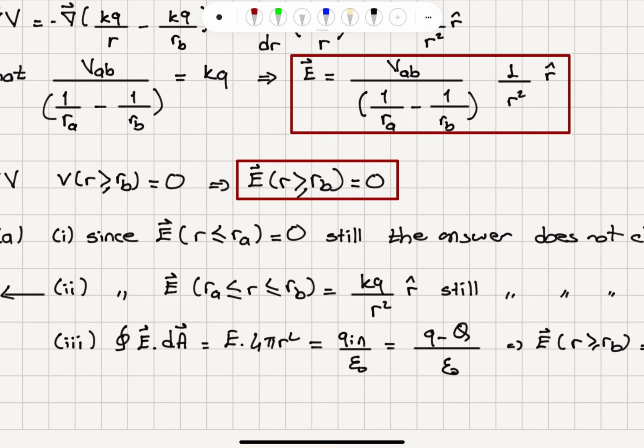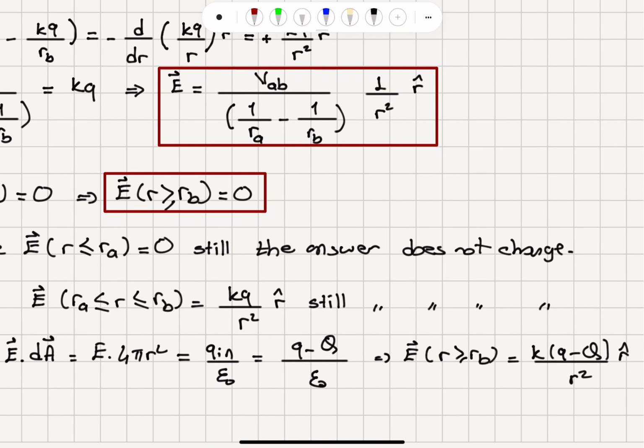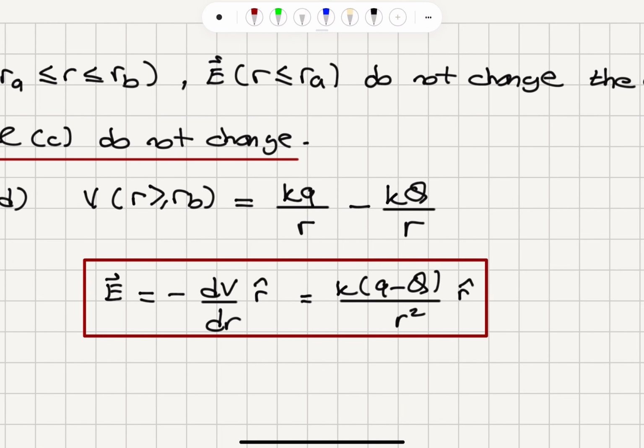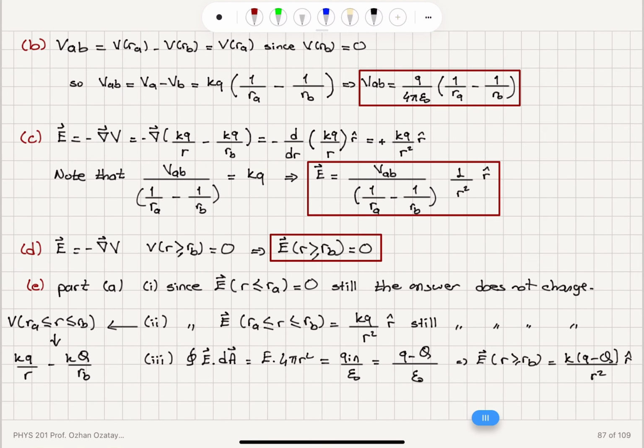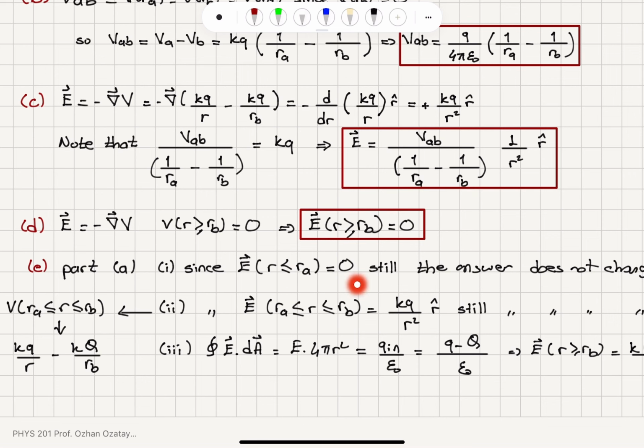Looking at the region outside both spheres, because the charge enclosed is q minus capital Q, Gauss' law tells me that the electric field should be k(q minus capital Q) over r squared r hat. Or using the contribution from the potentials, from the inner sphere kq over r, the outer shell minus k capital Q over r, I see that this potential also changes. Taking the minus gradient of this potential, I find the new electric field, k(q minus capital Q) over r squared in the r hat direction.